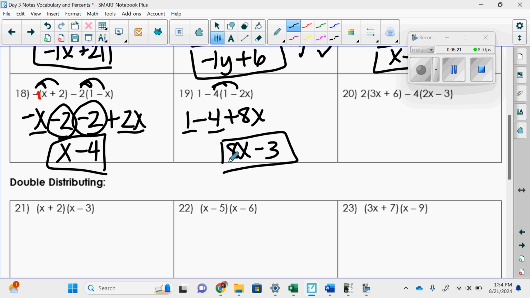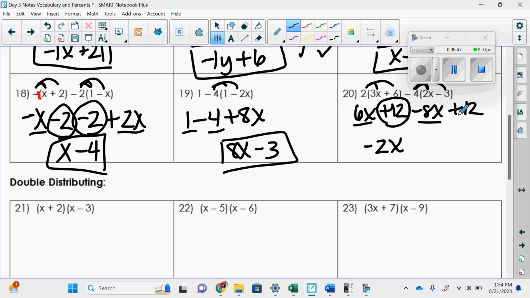And finally, number 20, we're going to distribute in that 2. 2 times 3x is 6x. 2 times 6 is 12. Now I'm going to distribute in that negative 4. Negative 4 times 2x is negative 8x. Negative 4 times negative 3 is positive 12. Combine my like terms. 6x take away 8x, negative 2x. 12 plus 12 is 24.